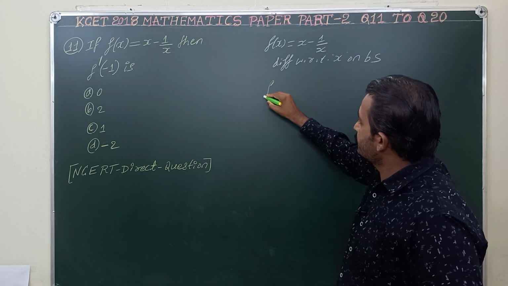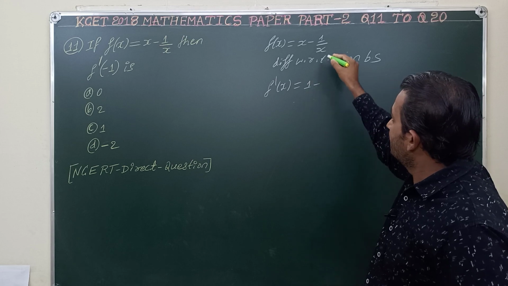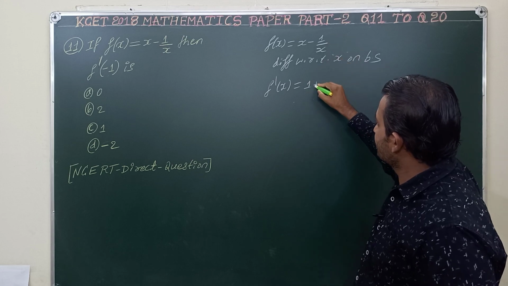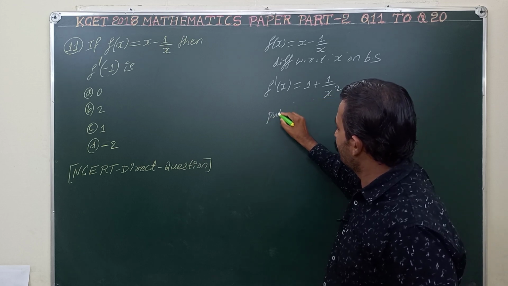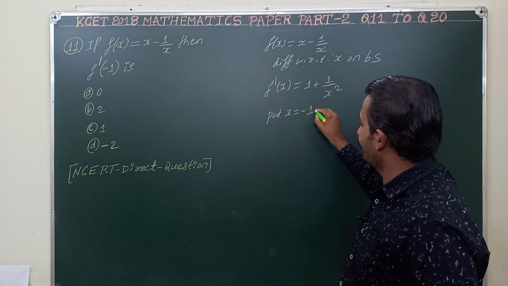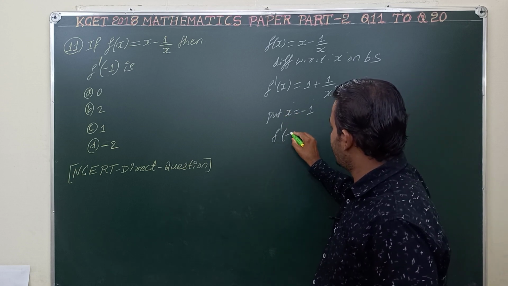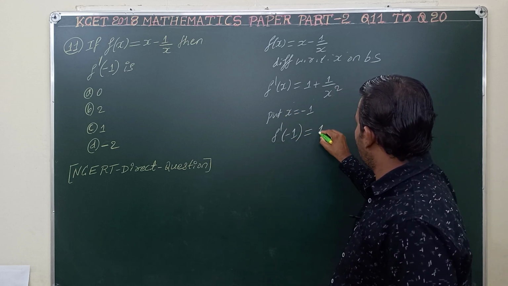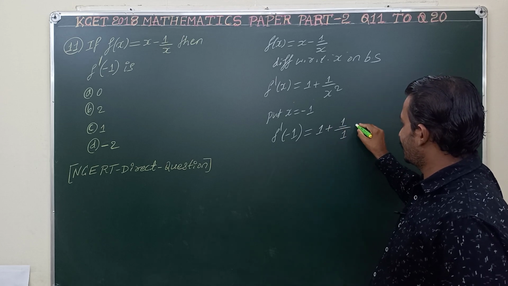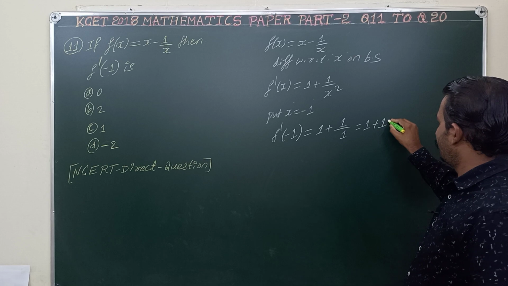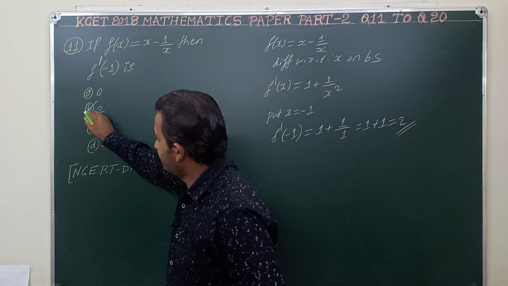We get f dash of x is equal to the derivative of x, which is 1, minus the derivative of 1 by x, which is minus 1 by x square, so it becomes plus 1 by x square. Now put x is equal to minus 1 on both sides, and we get the required answer. So f dash of minus 1 is equal to 1 plus 1 divided by minus 1 square, which is 1 plus 1, equal to 2. So 2 is the answer. Option B is correct in this case.